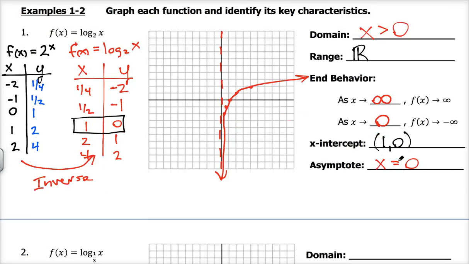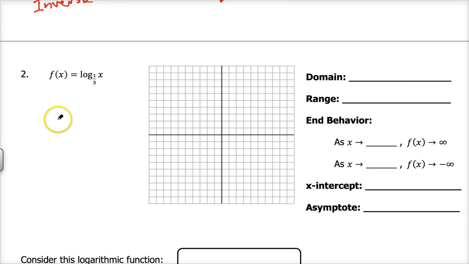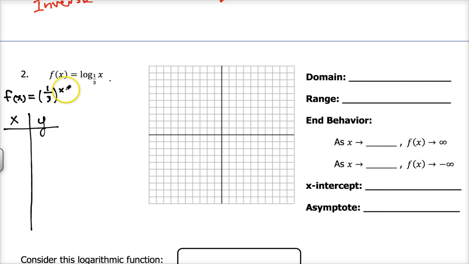All right, let's do the same thing for number 2. We'll graph the function f of x equals log base 1/3 of x. And again, we'll start out by thinking of the inverse exponential graph, and that would be f of x equals 1/3 to the x power. So let's look at this table of values. Again, our h value is 0, so we'll do -2, -1, 0, 1, and 2.